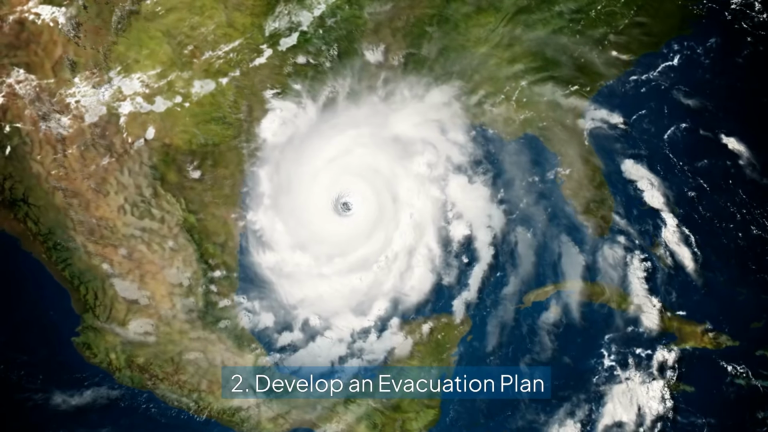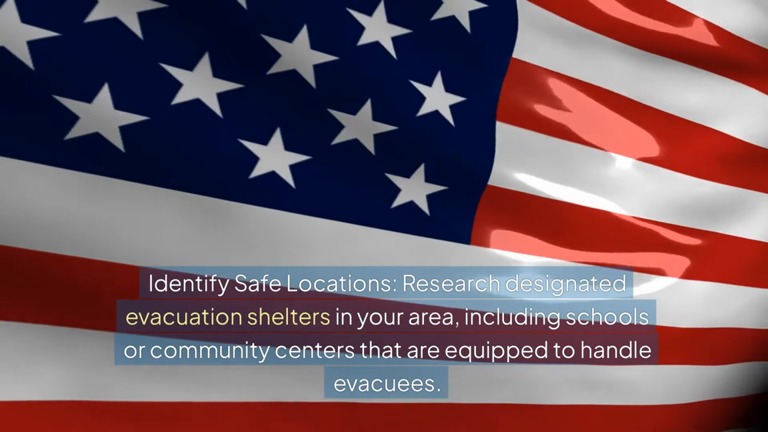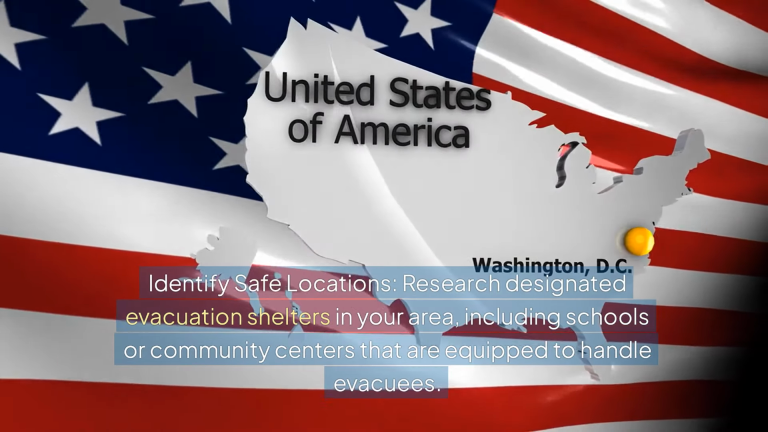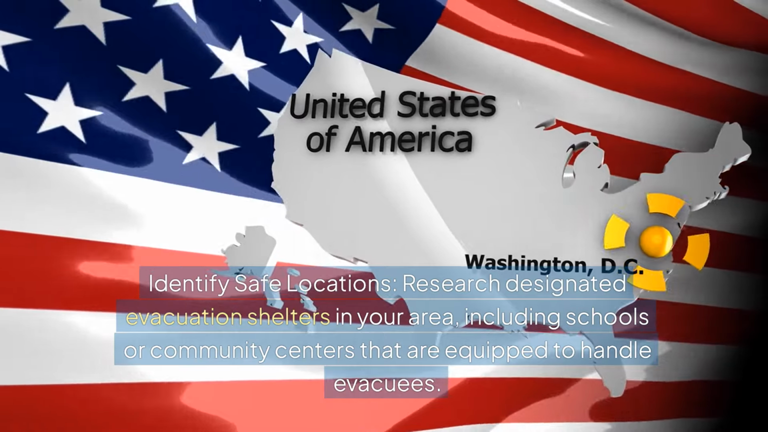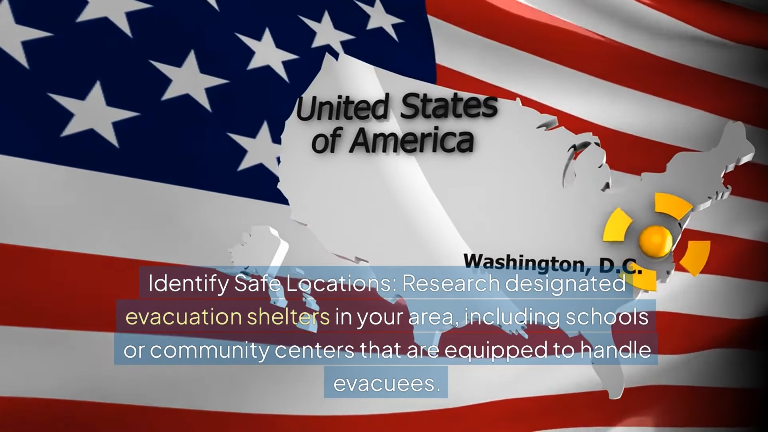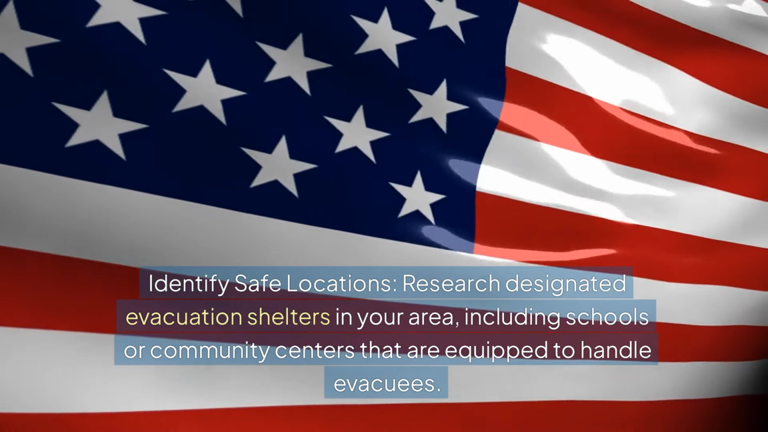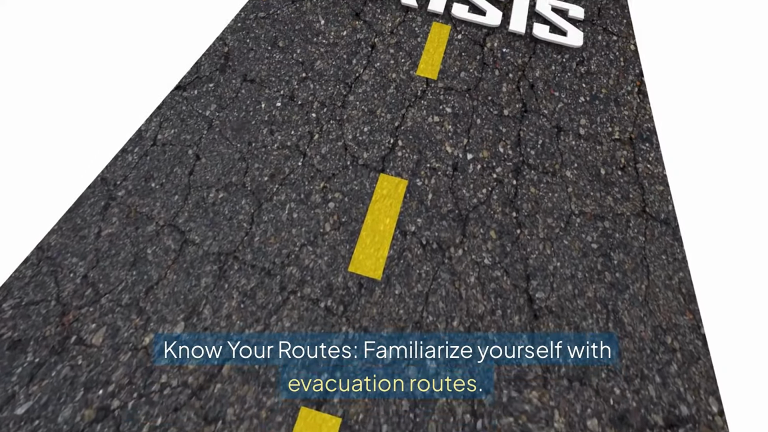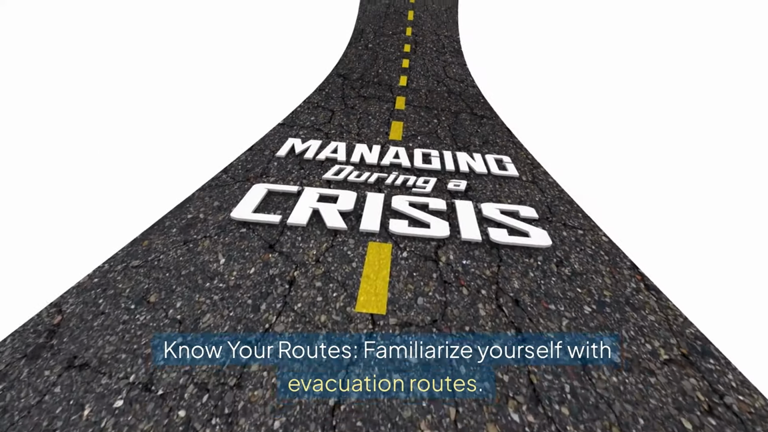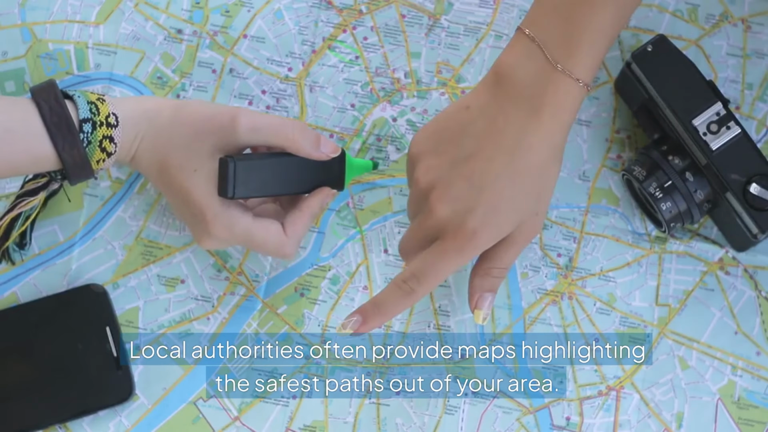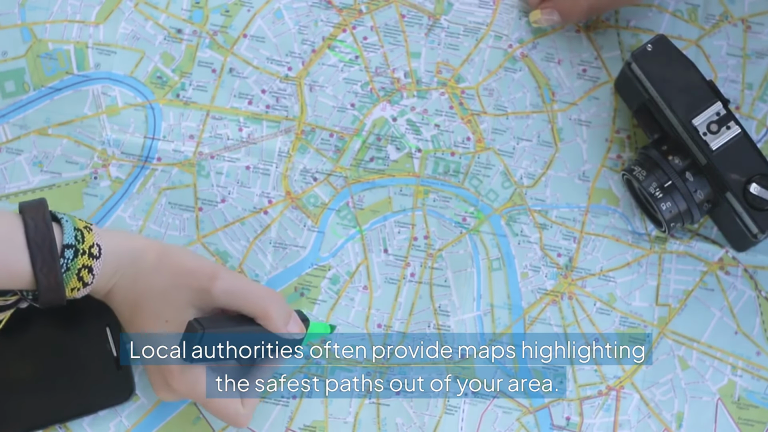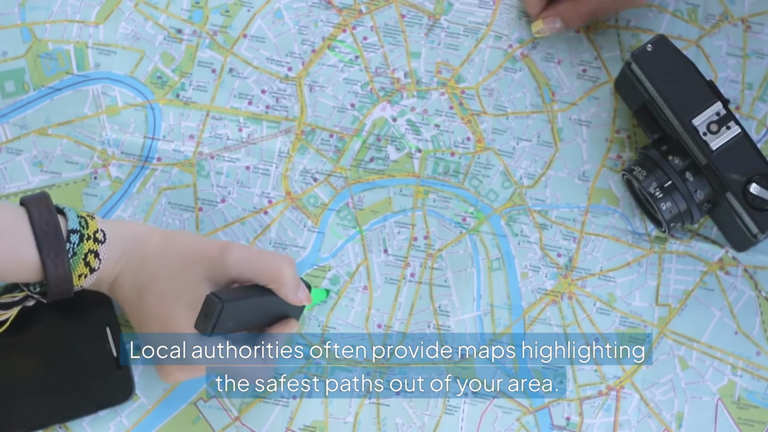2. Develop an evacuation plan. Identify safe locations: research designated evacuation shelters in your area, including schools or community centers that are equipped to handle evacuees. Know your routes: familiarize yourself with evacuation routes. Local authorities often provide maps highlighting the safest paths out of your area.